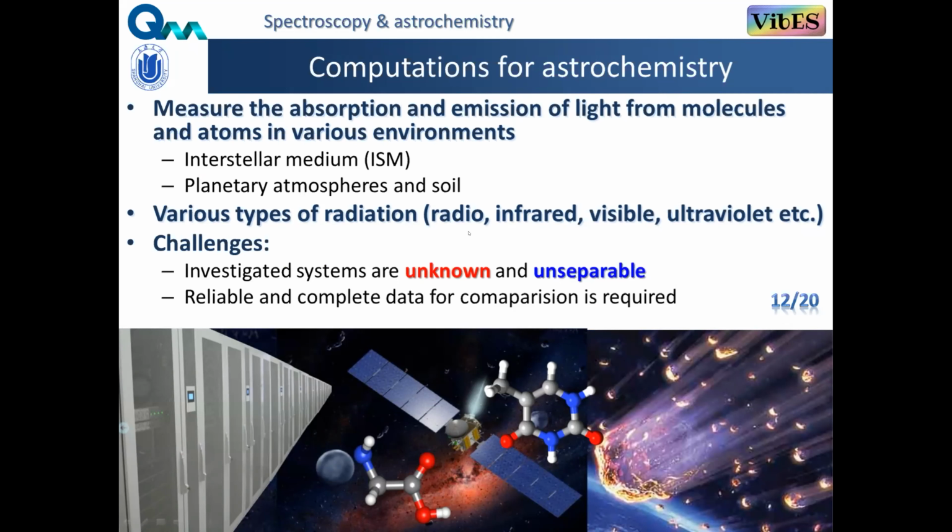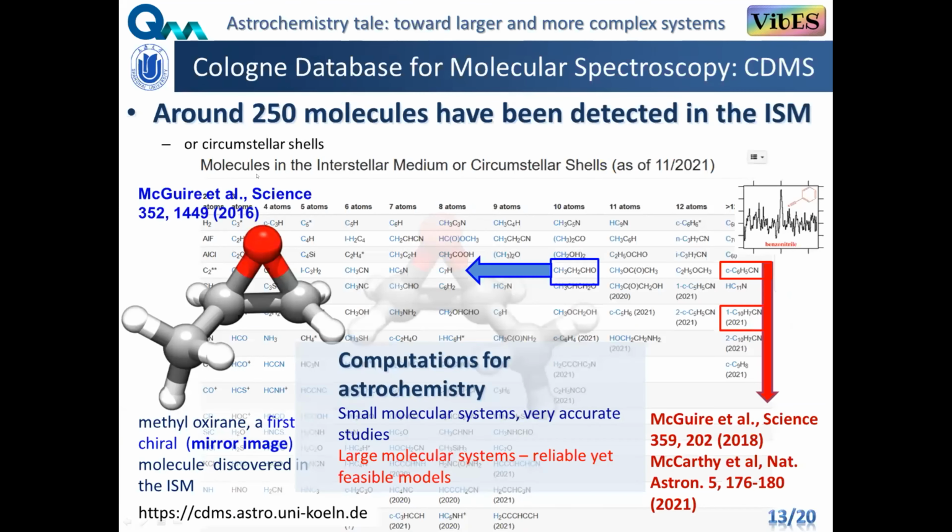And it covers really all types of radiation: radio, infrared, visible, ultraviolet. The problem is that we don't know what we are measuring. So the systems are unknown and inseparable. So we need to compare with different databases and have as much reliable and accurate data for comparisons. Up to now, around 250 molecules have already been detected, even in the interstellar medium.